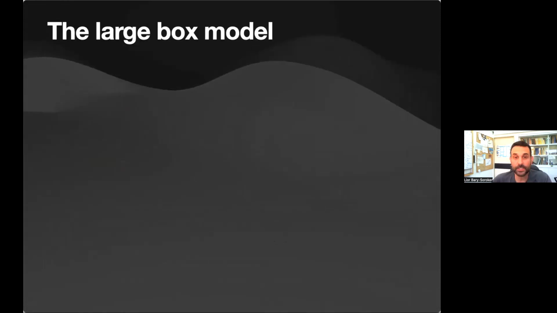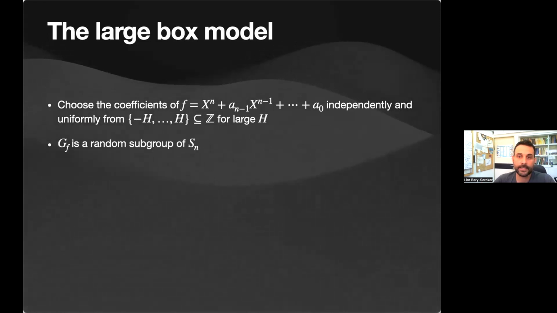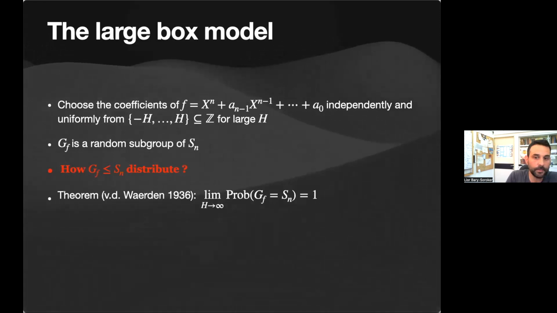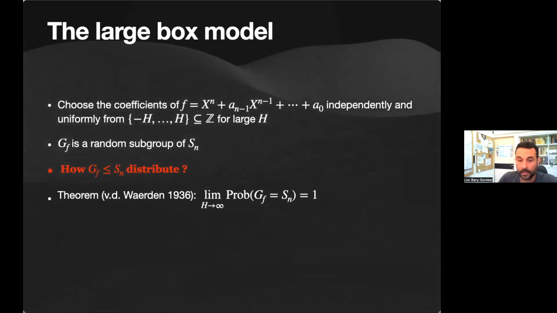Okay. So the large box model is the model that is the focus of this talk. I remind you, I take the coefficients independently and uniformly from integers between minus H and H, and then I want to understand what happens when H goes to infinity. Since f is random, G_f is a random subgroup of S_n, of the symmetric group. And the big question is how G_f is distributed as a subgroup of S_n. And a first theorem that goes back to van der Waerden, or maybe even to Hilbert, is that for most polynomials, with probability going to 1, the Galois group is the full symmetric group. So most Galois groups are S_n in this setting.